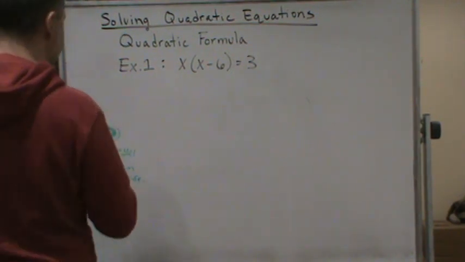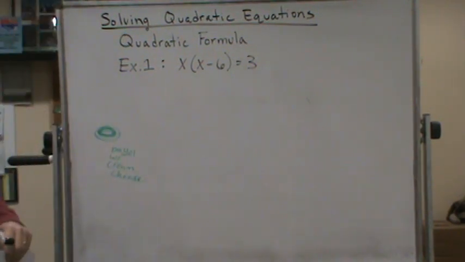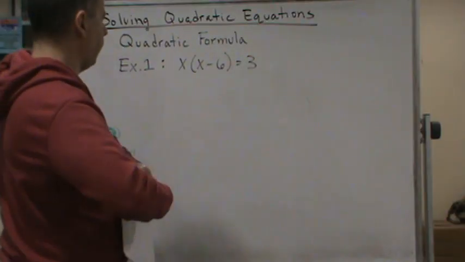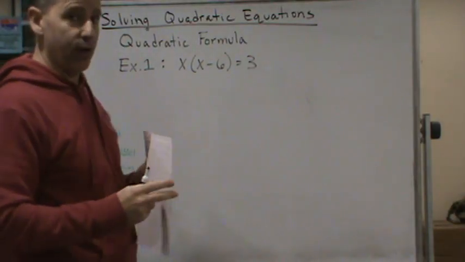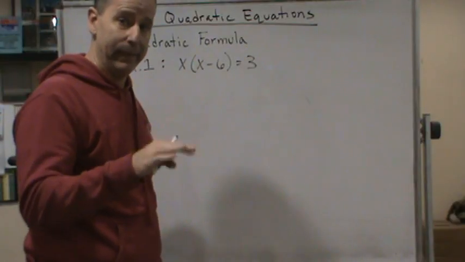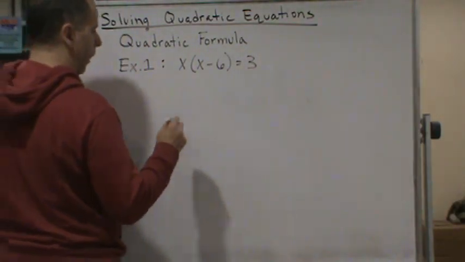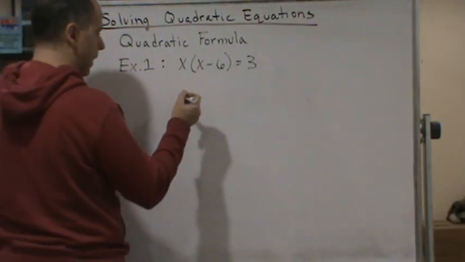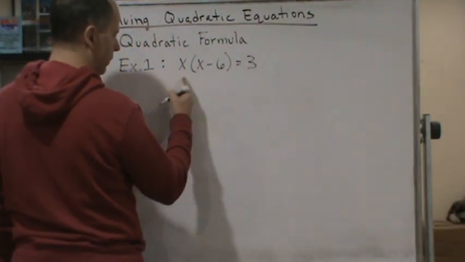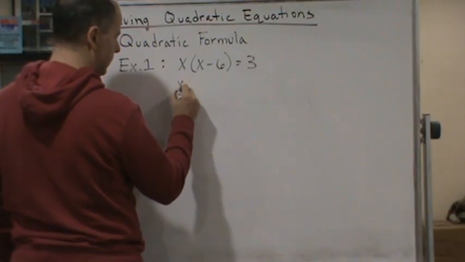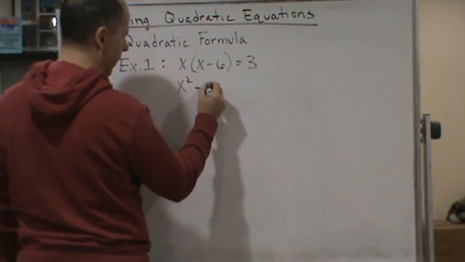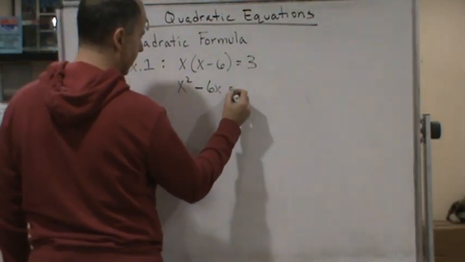All right, so here's an example of one where we're going to use the quadratic formula. So the main thing is understanding, making sure you know what A, B, and C are, right? So let's put this in the right form. So let's get this into a quadratic equation. So we're going to distribute. So that'll give us x squared minus 6x equals 3.